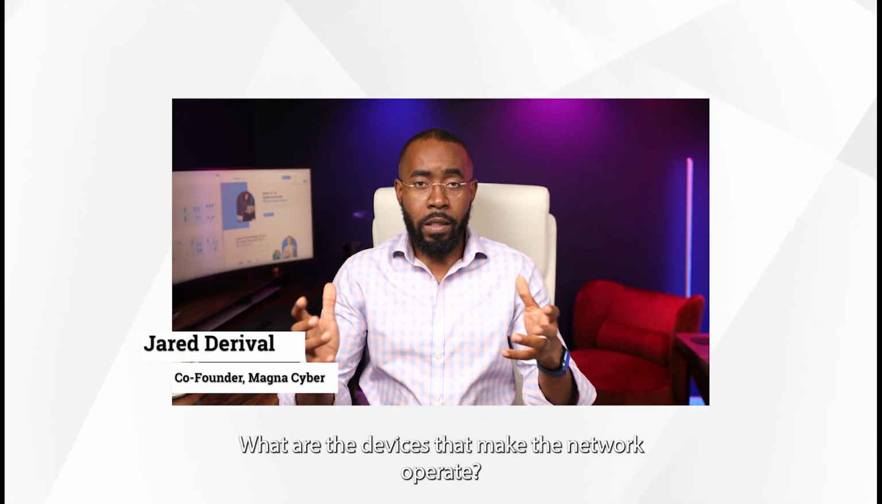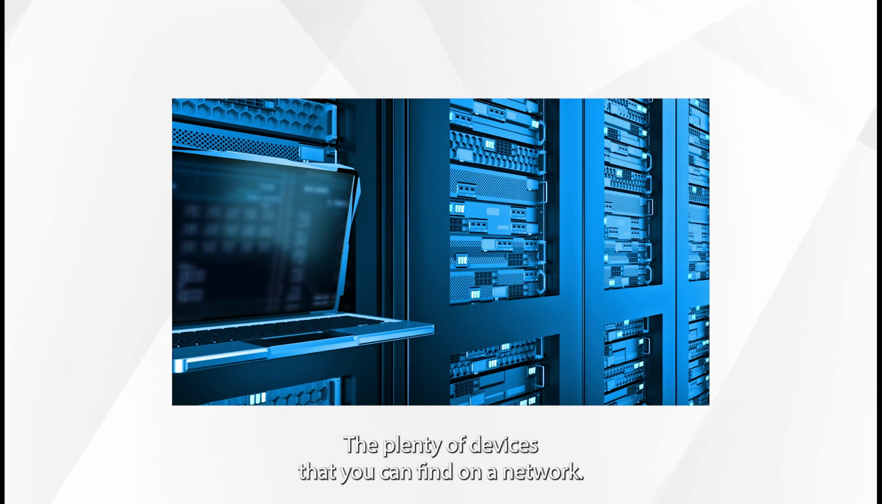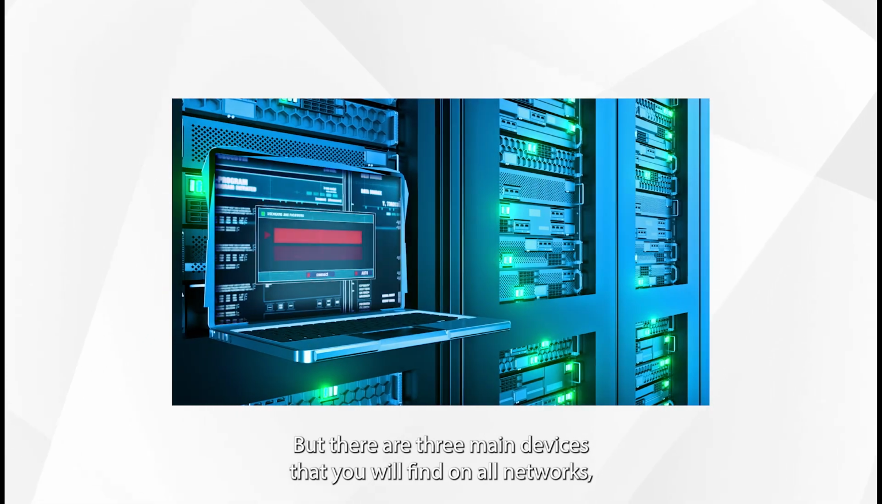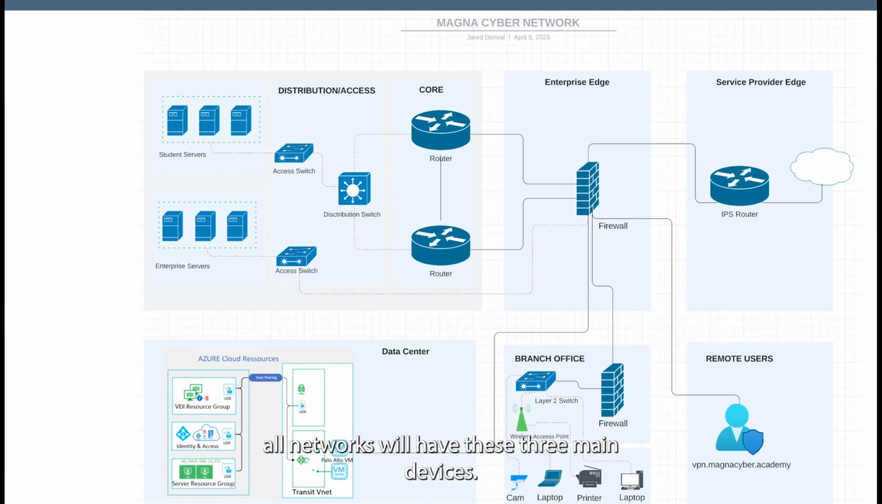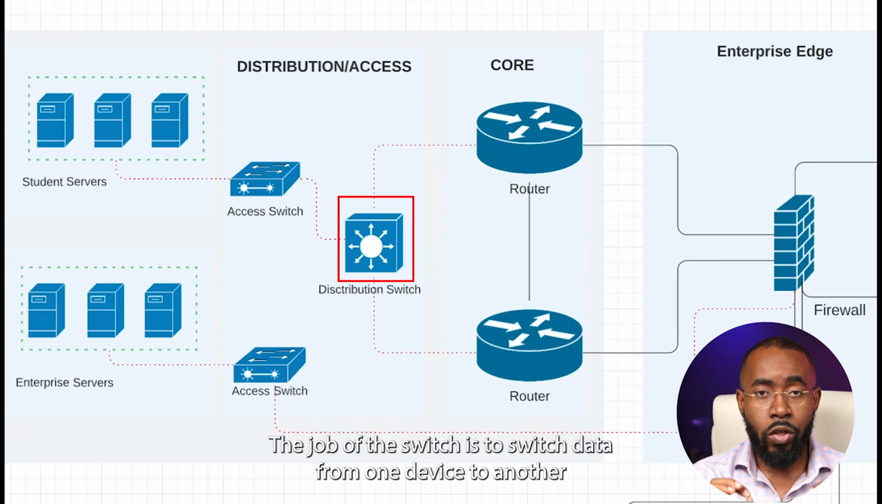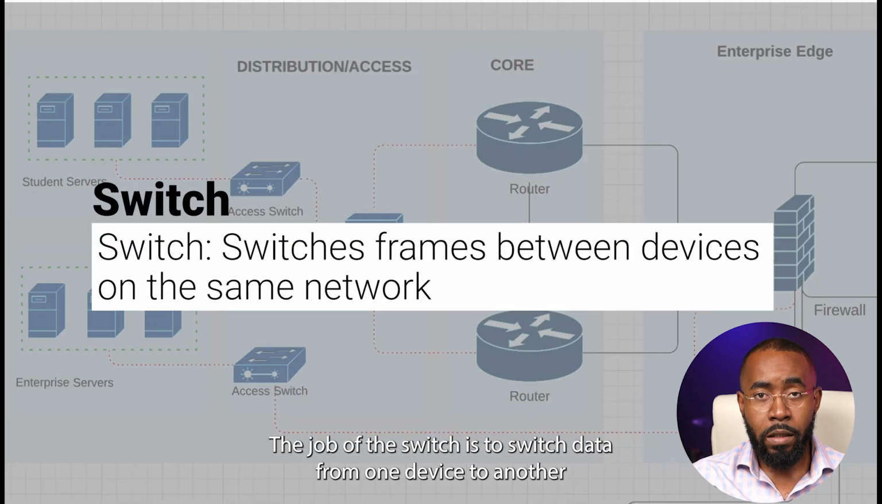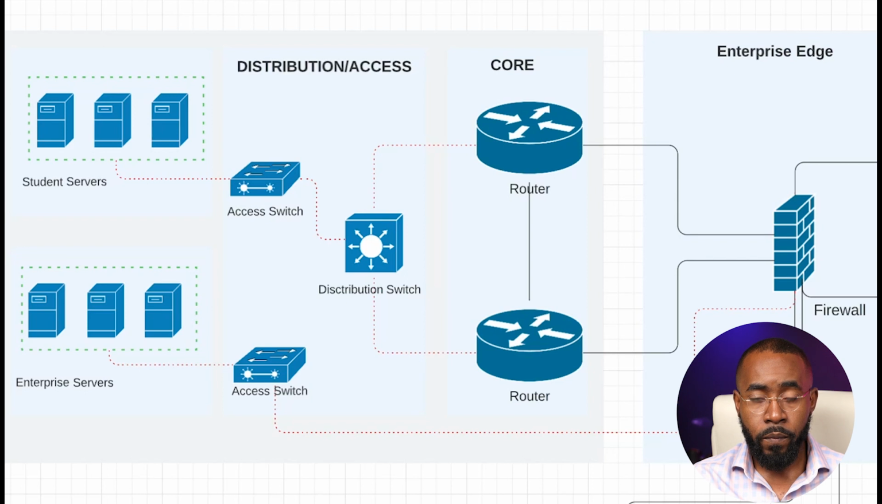What are the devices that make the network operate? There are plenty of devices that you can find on the network, but there are three main devices that you will find on all networks. All networks will have these three main devices. Number one, a switch. The job of the switch is to switch data from one device to another when they are connected to the same network.